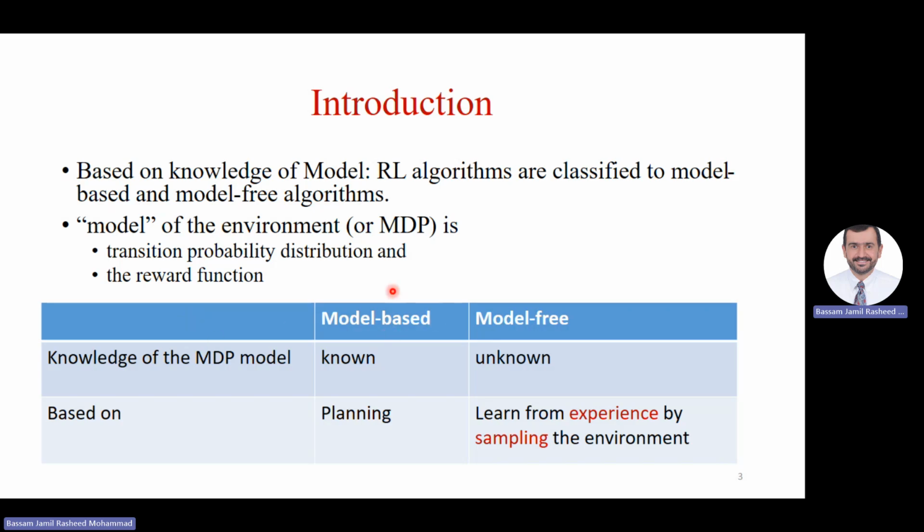Basically we have to make the distinction between model-based and model-free, as we stated in early lectures. The bottom line is that based on the knowledge of the models, the algorithms can be classified as model-based or model-free. What we mean by model is really the transition probability distribution and the reward function. Model-based approaches work when the MDP is known, and we use algorithms, as we have explained earlier, for evaluation and policy optimization. But when the model is unknown, then we have to learn from experience by sampling the environment. So this is the difference: planning in the case of model-based, learning by experience, which is sampled from the environment.